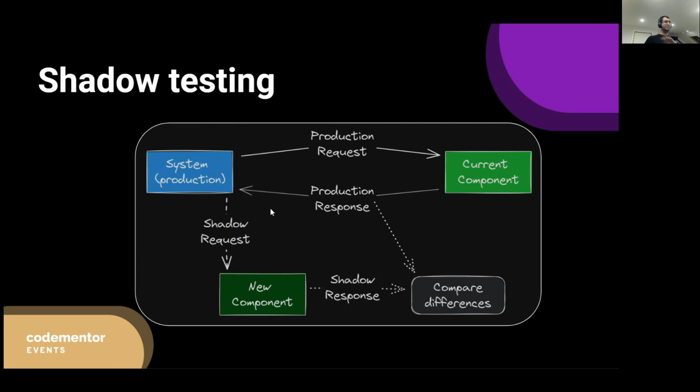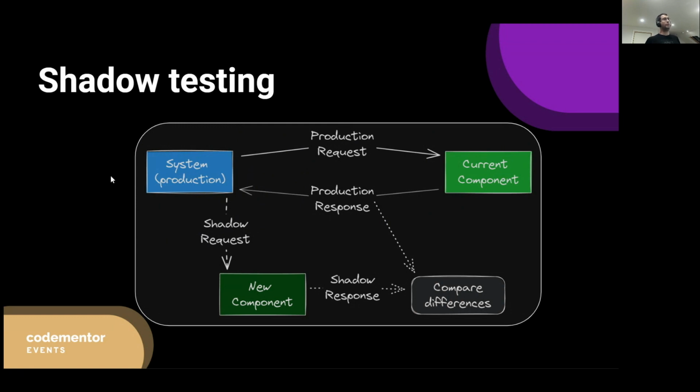An abstract system here. So we have a production flow happening here, the system, let's say at some point we want to call the green component here, the current component. So this is how the production request would happen, and the production response would come back and resume giving an answer or response to the user or what would be expected.